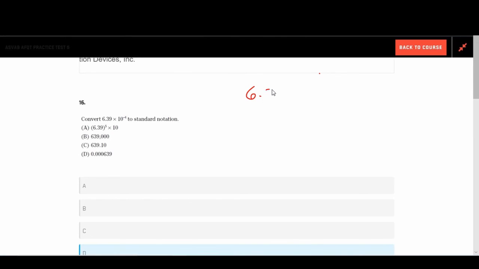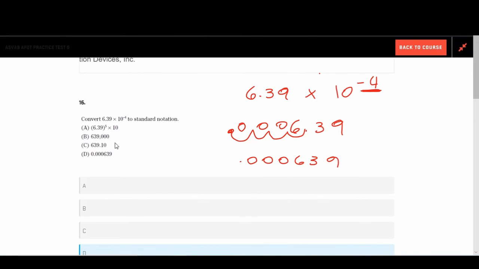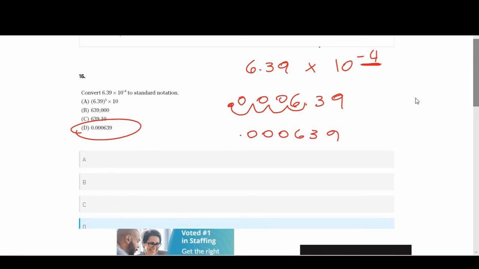We got 6.39 times 10 to the negative 4. The way this works is you take your number 6.39 and you shift this decimal the number of times that this exponent is, and if this exponent were positive, I'd be shifting it to the right. Since this exponent's negative, I'm going to shift it to the left 4 times. 1, 2, 3, 4. Fill in zeros accordingly. So we can see that this is 0.00639, which is right there. Okay? And you will see scientific notation on the ASVAB. That's guaranteed.